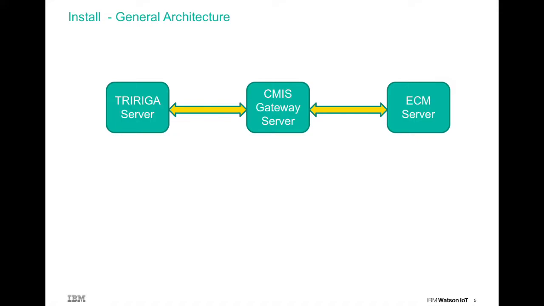So let's look at what a general architecture would look like for an install. To the left, we have our TRIRIGA server. In the center, we have the CMIS gateway. Again, that's a middleware HTTP server. And then to the right, we have our ECM system.